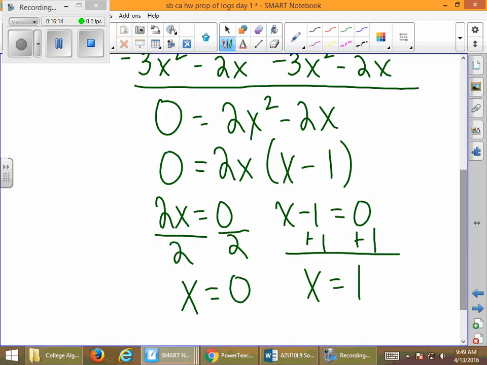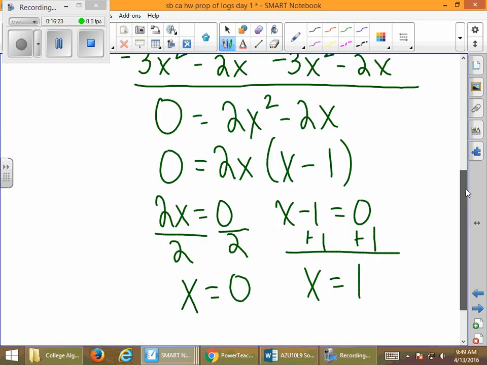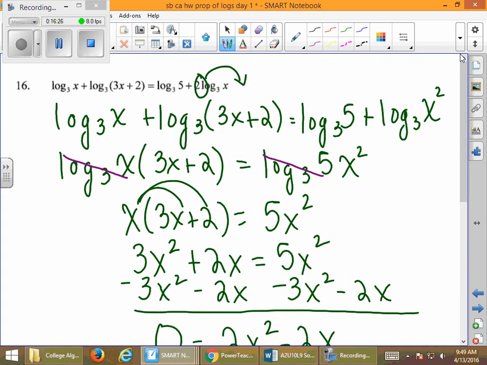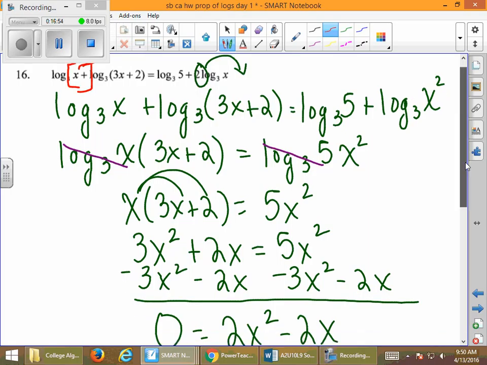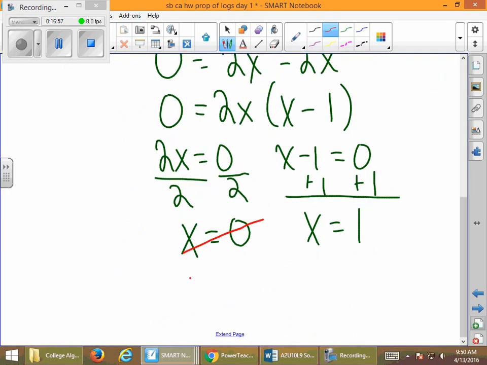And they look like perfectly normal answers that would be good. But one of them might be extraneous. Both of them could be extraneous for that matter. We need to go way back to the beginning of the problem. We're looking at this x here. When we put 0 back in, is 0 positive? No. 0 is neither positive nor negative. That means that this is extraneous.